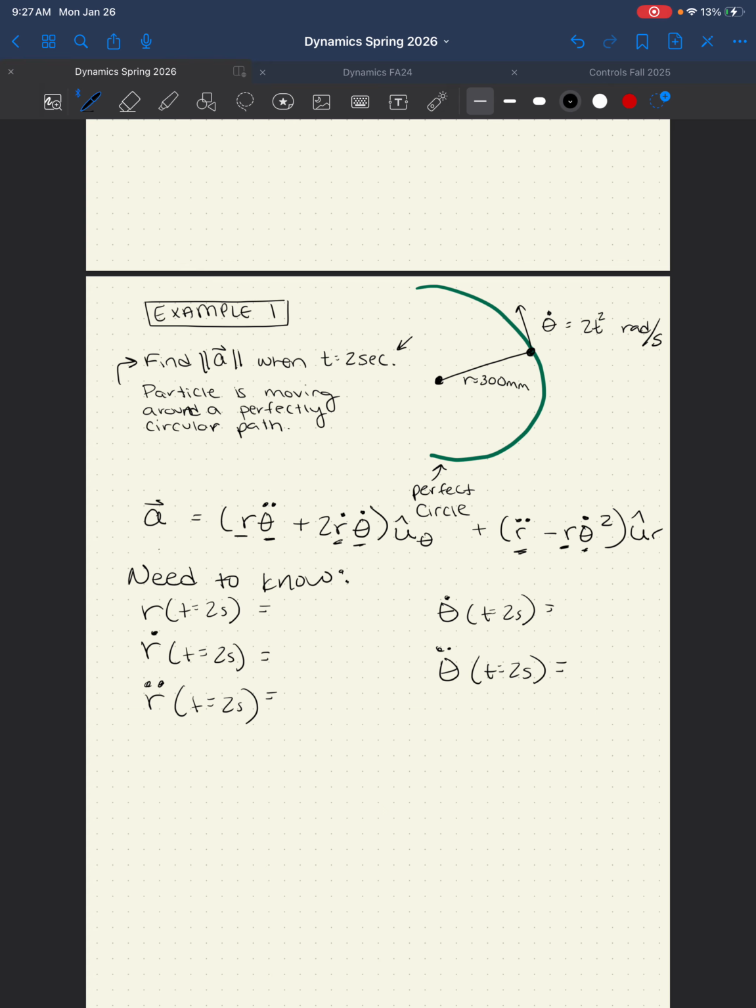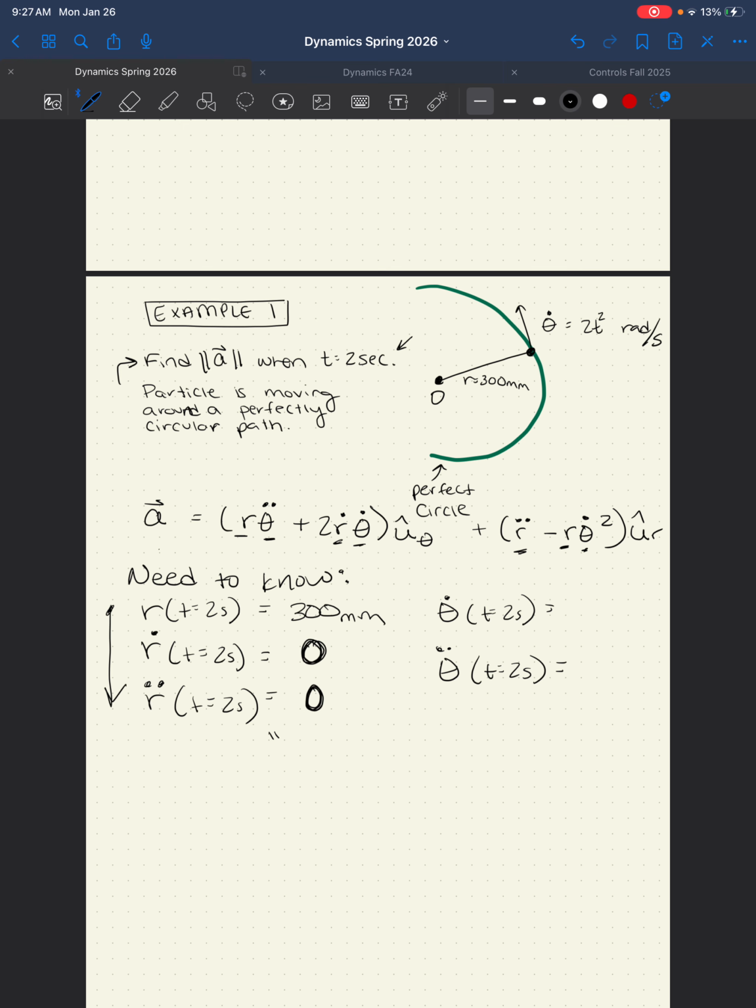Okay, now how do I know that? Well, I like to start at the top and work down. So if we start with the radius, I know that I'm moving about a perfect circle whose radius is 300 millimeters. So no matter where I'm at on that circle, this r value is going to be 300 millimeters. And that is never going to change because it's a perfect circle. The distance from the origin here will never change no matter where I'm at on that circle. And so the change in r with respect to time is 0. There's no change with respect to time. And if r dot is 0, r double dot is also 0.